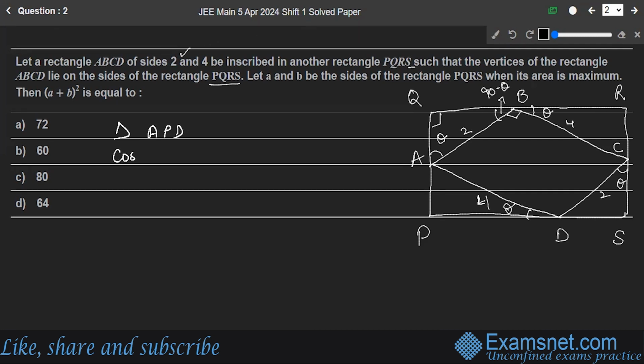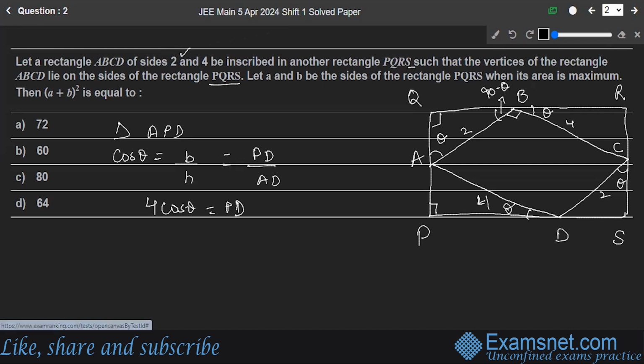So you have cos theta equal to base upon hypotenuse, right? So this is the right angle triangle. Cos theta is equal to base upon hypotenuse, where your base is PD and hypotenuse is AD. So PD is equal to 4 cos theta. Similarly, you will solve for PS, this one, PS, the whole one.